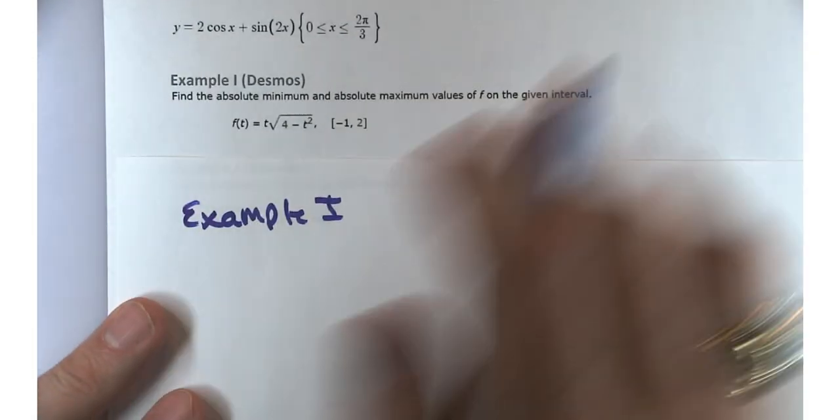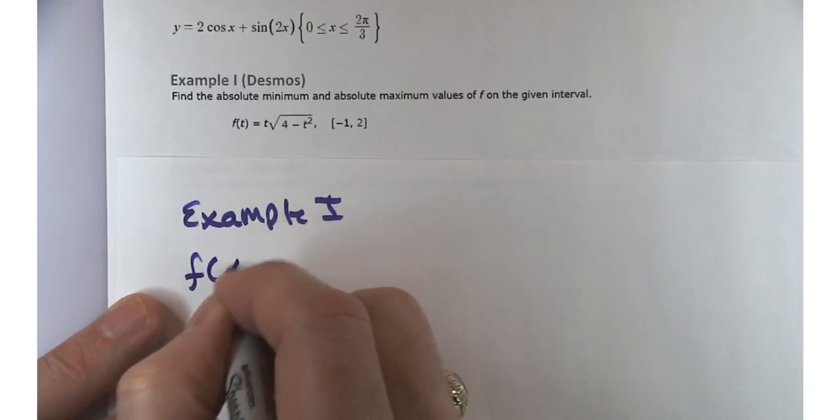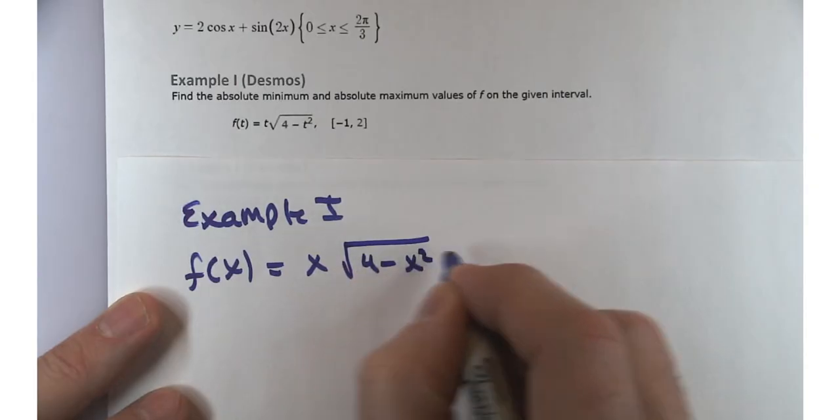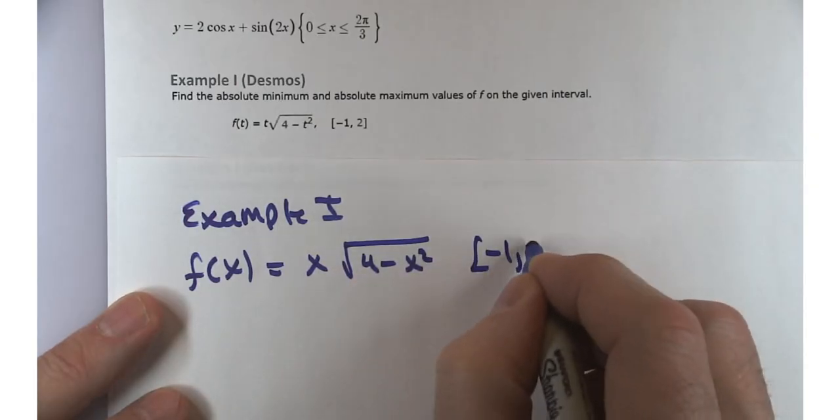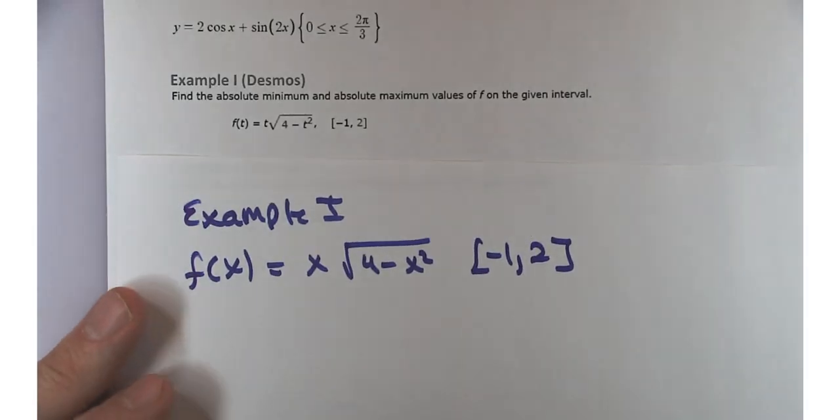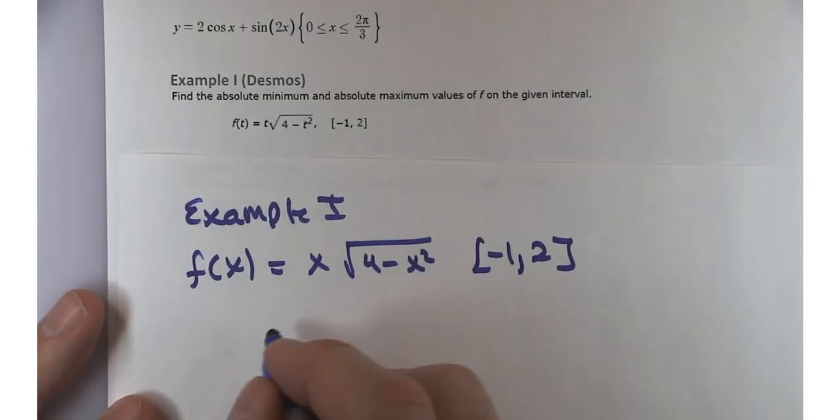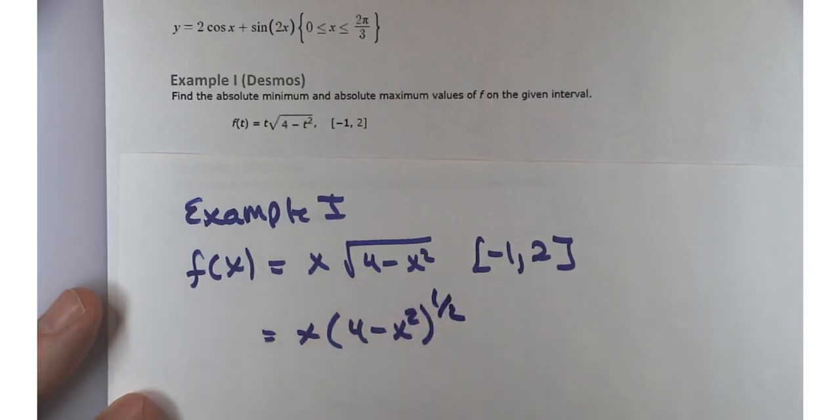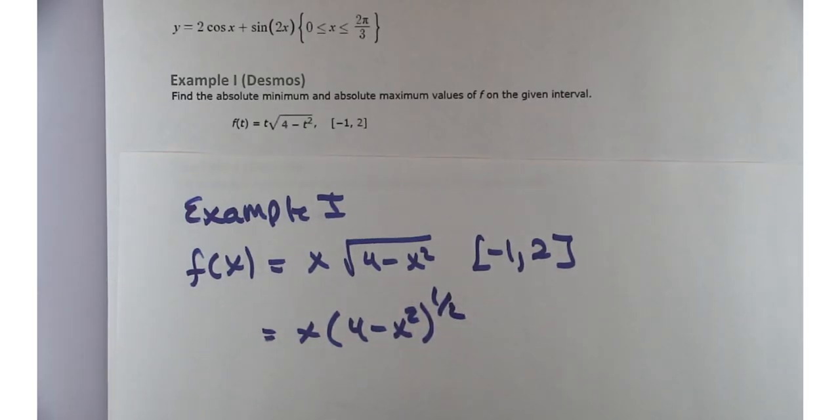Again, I'm going to change it to f of x equals x times the square root of 4 minus x squared on the interval -1 to 2. Now we're going to rewrite this as 4 minus x squared to the 1/2. This is a nice problem just to differentiate and clean up. What are some of the rules you're going to have to use in finding the derivative here? Chain and product. Chain rule and product rule.